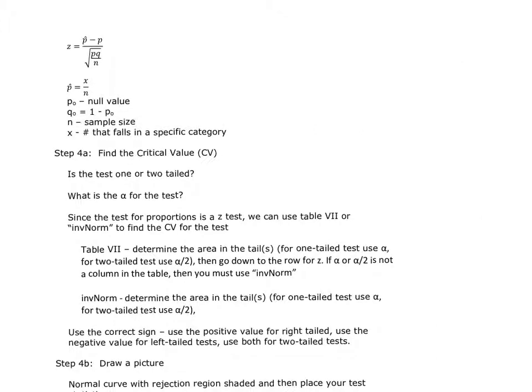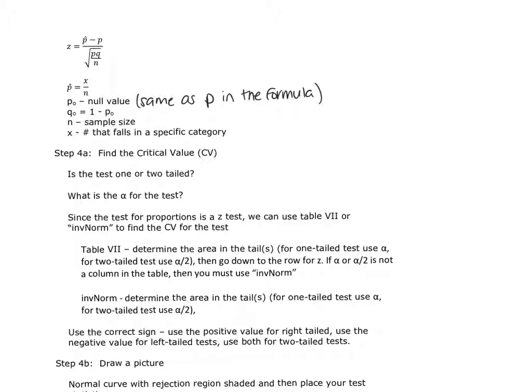The formula for our test statistic, z equals p hat minus p divided by the square root of p times q over n. P hat is x divided by n, p naught is our null value, and this is the same as p in our formula. Q naught is the complement of that, so 1 minus P naught. N is our sample size, and X is the number that falls in our specific category. So when we think about calculating P hat for a specific category, X is the number of subjects that fall in that category.